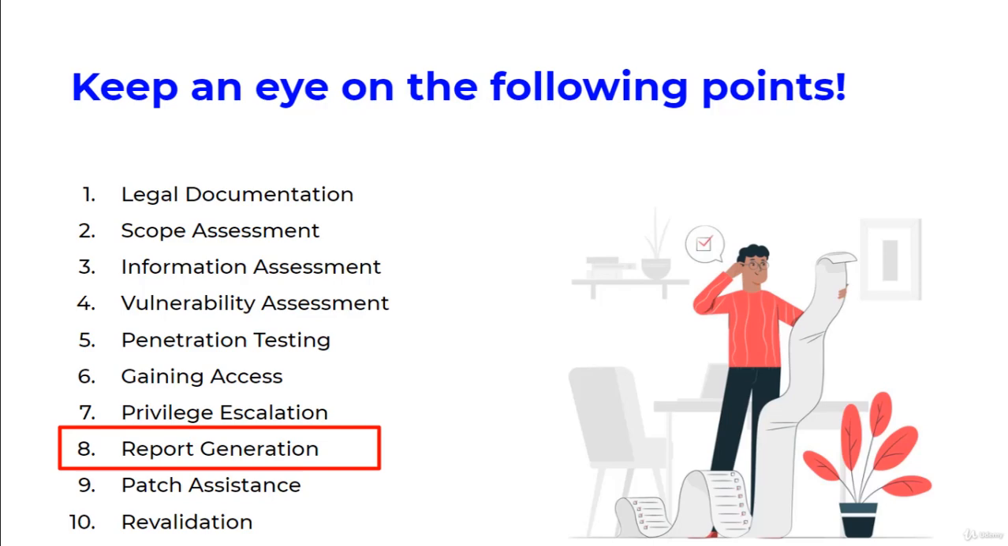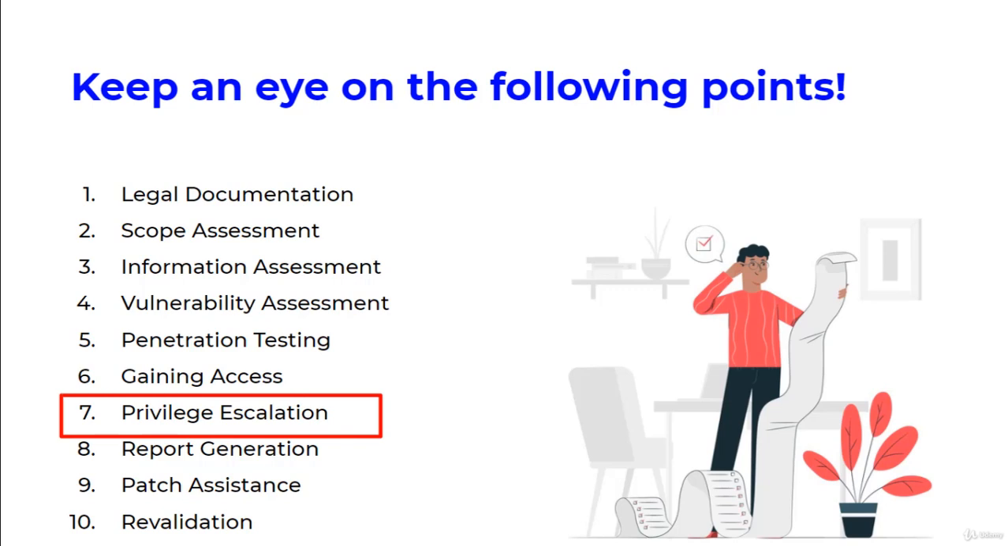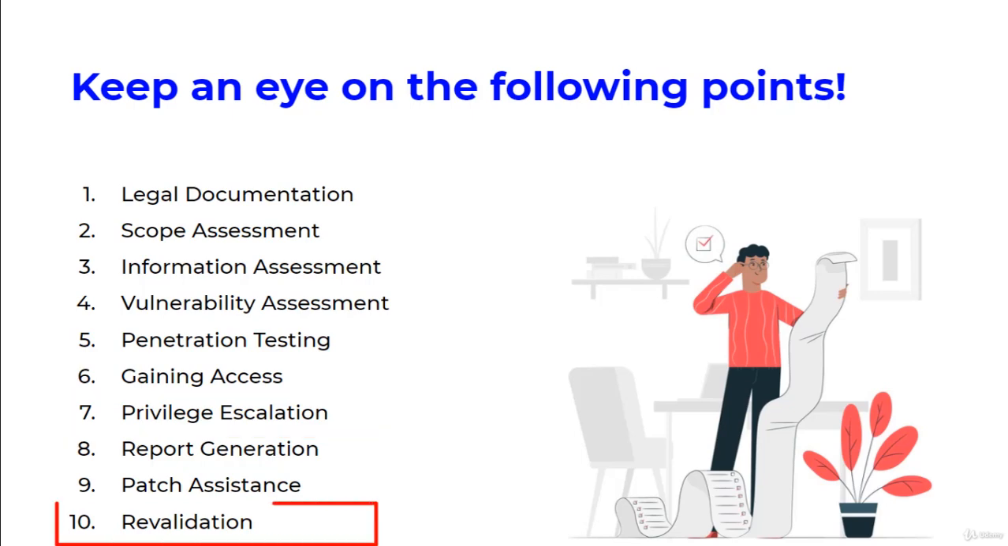And the high level management report should explain the business impact, statistics and other things that are necessary for the management level personnel. The ninth phase is patch assistance. In this phase, the penetration tester should provide patches and codes to fix the bugs in the web application. And the last step is revalidation.